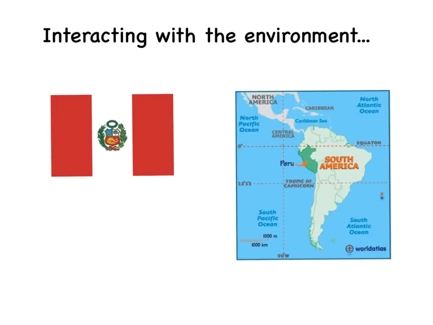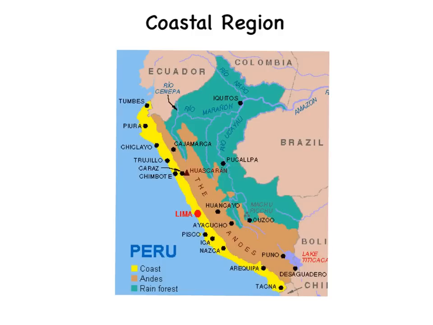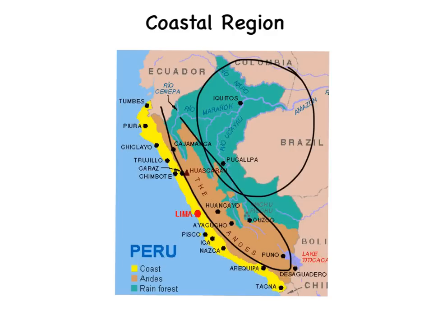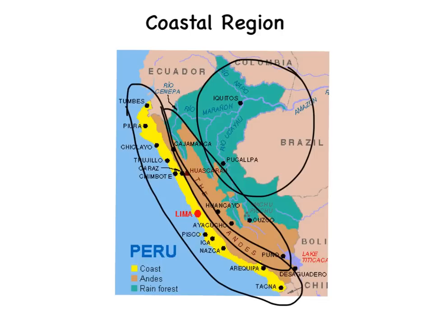Interacting with the environment in the coastal region of Peru. Peru is a country in South America, and it's made up of three main different regions. You have the rainforests, more inland, then the mountainous region, and we are going to be looking at this yellow area, the coastal region, which is of course right by the water.